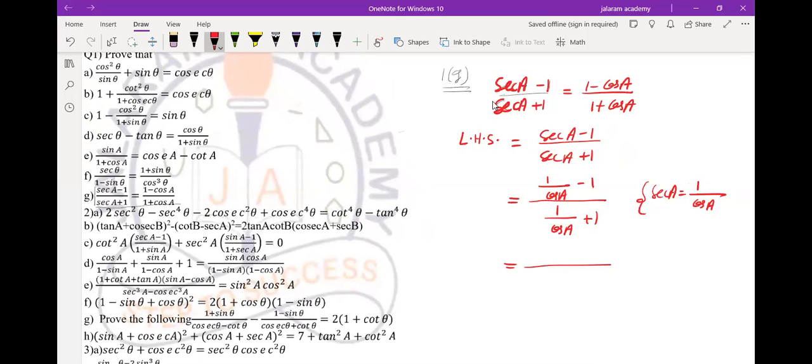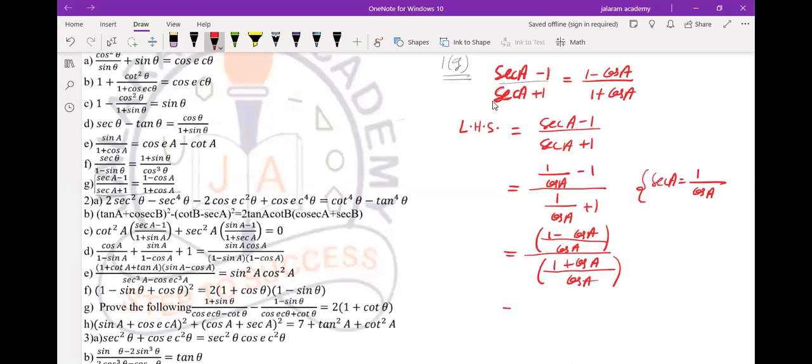So it is equal to, if we take the LCM of the denominators, cos A. Numerator is 1 minus cos A, and at the same time in the denominator cos A, so numerator is 1 plus cos A. So it is equal to (1 minus cos A) over cos A into cos A over (1 plus cos A). So this cos A cancelled out.